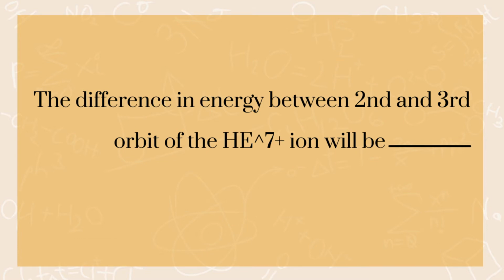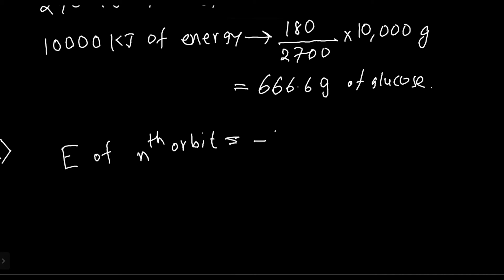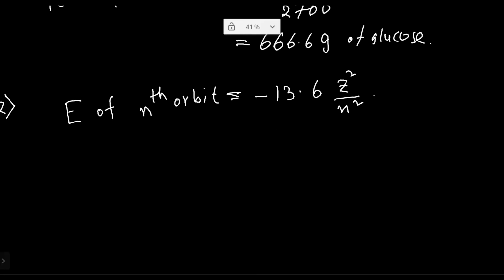The difference in energy between the second and third orbit of He plus ion will be? As you all know, the energy of nth orbit is given by the formula minus 13.6 into Z square by n square, where Z is the atomic number and n is the orbit number. Here you have to find the difference between the second and third orbit.